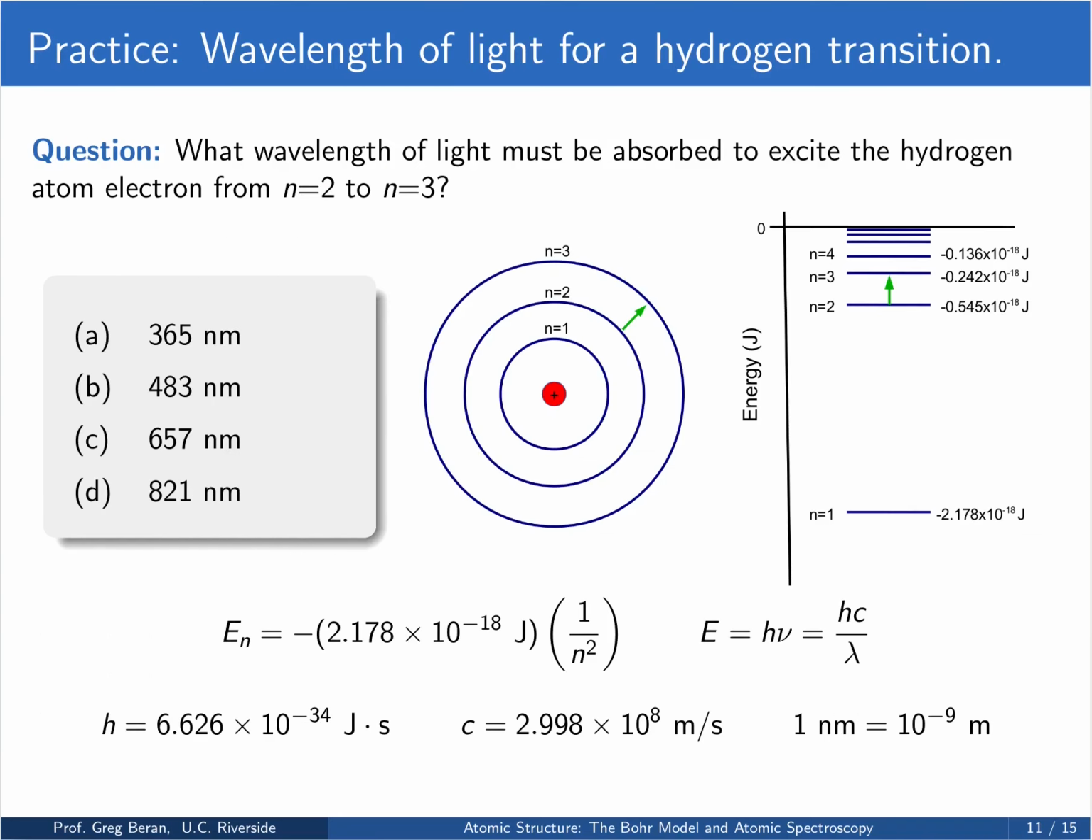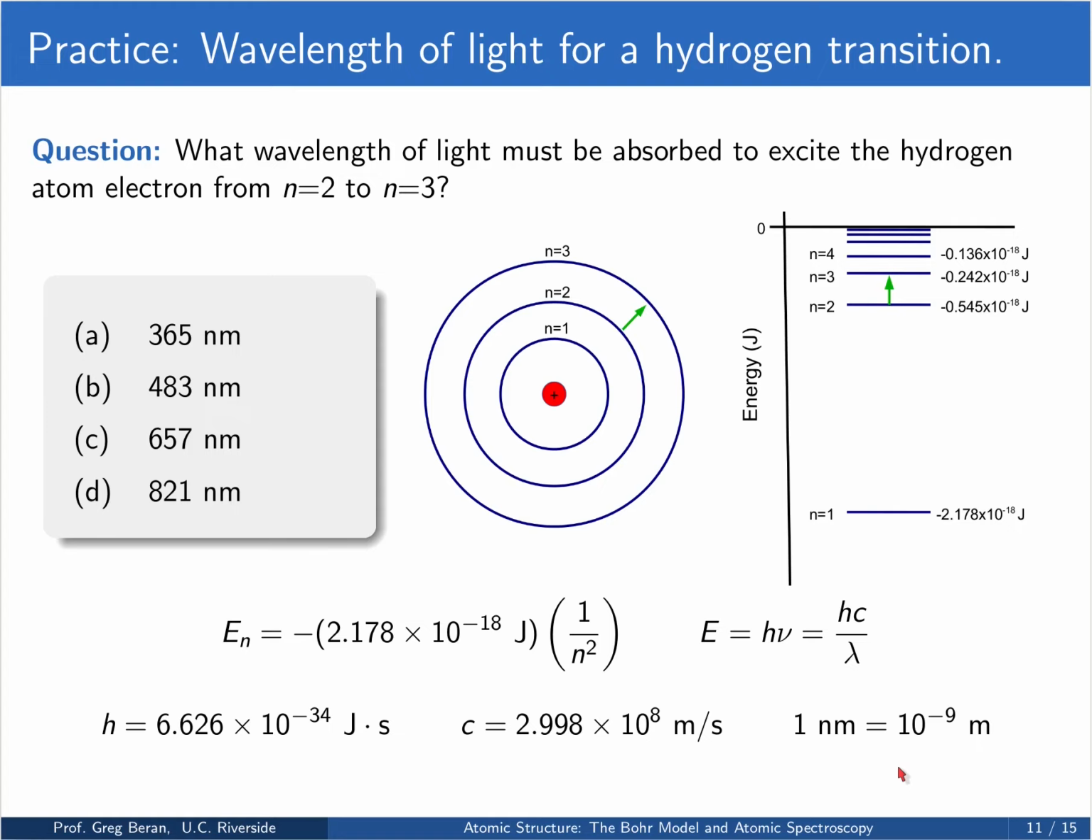Let's try a practice problem with this. So, what wavelength of light must be absorbed to excite the hydrogen electron from the n equals 2 orbit up to n equals 3? So the transition shown in the figure here. Is it a 365 nanometer light, a 483 nanometer light, a 657 nanometer light, or an 821 nanometer light? And here are some expressions that will be useful in solving for this. Go ahead and attempt this problem and hit resume when you're ready to hear the solution.